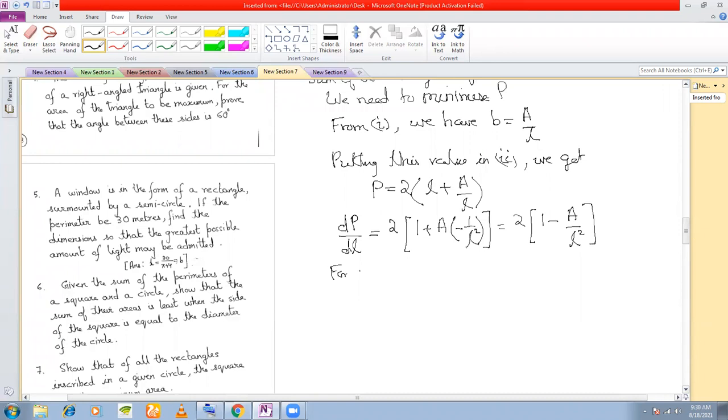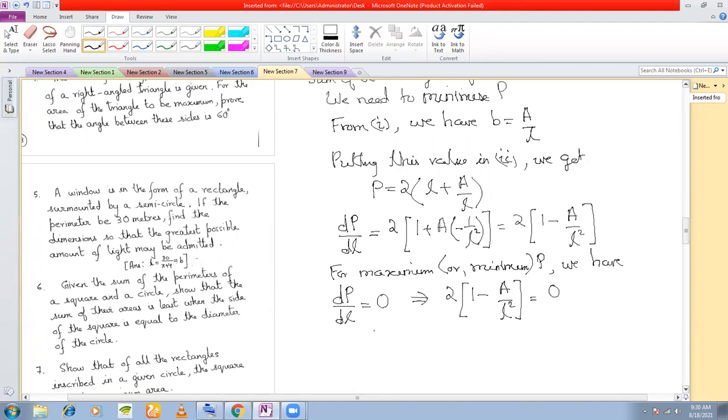So for maximum or minimum P, we have dp dl is equal to 0. For turning points, that means we get twice 1 minus A by L square must be equal to 0. That means 1 minus A by L square is equal to 0. That means A by L square is equal to 1.